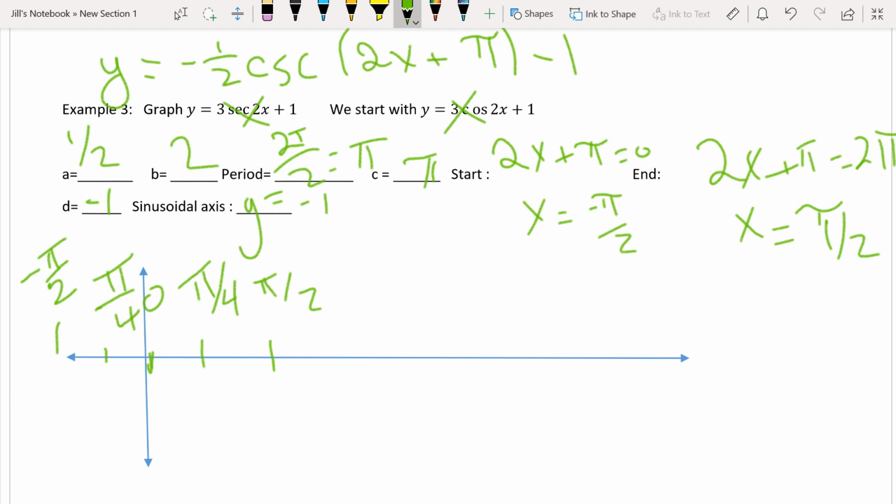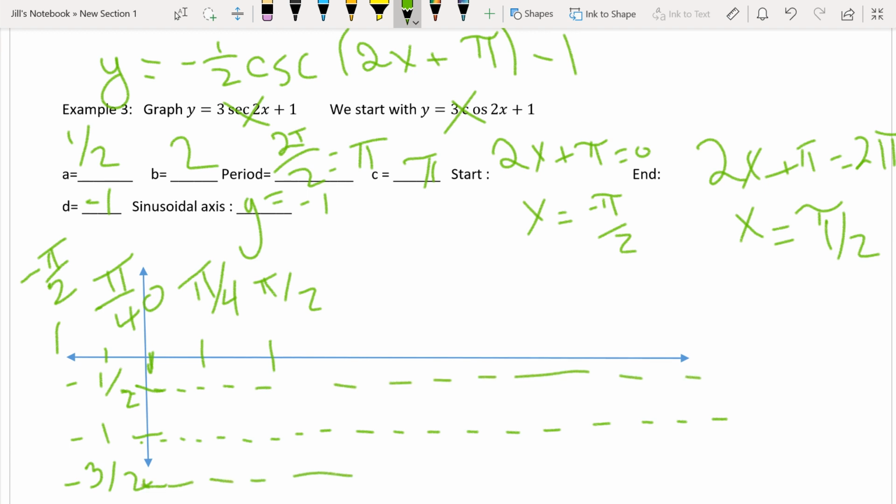Okay, this one's got a downshift of negative 1. So this is my new sinusoidal axis. It's got an amplitude of a half. Now you see why I moved my numbers. So it's going to go as high as negative a half and as low as negative 1. Let's go negative 3 halves. Can't even read that. Negative 3 halves. Okay, and if you want to put these lines in here, this is where your graph is going to stay between. I'm going to scroll up a little more here.